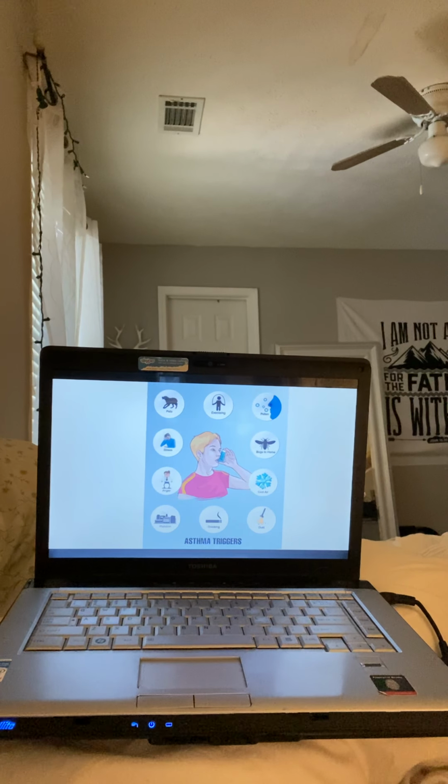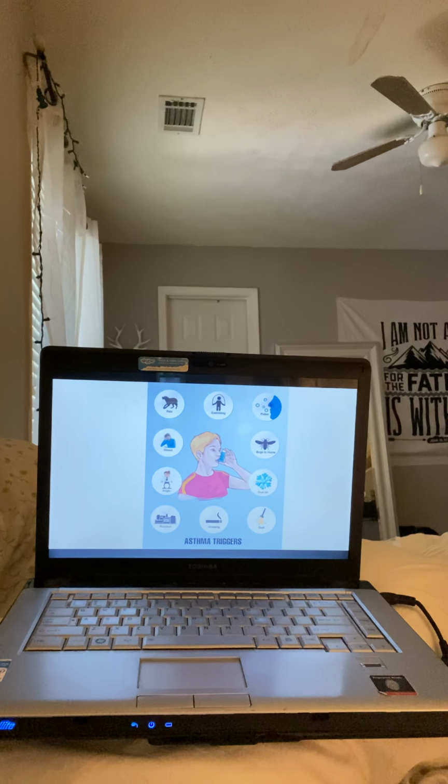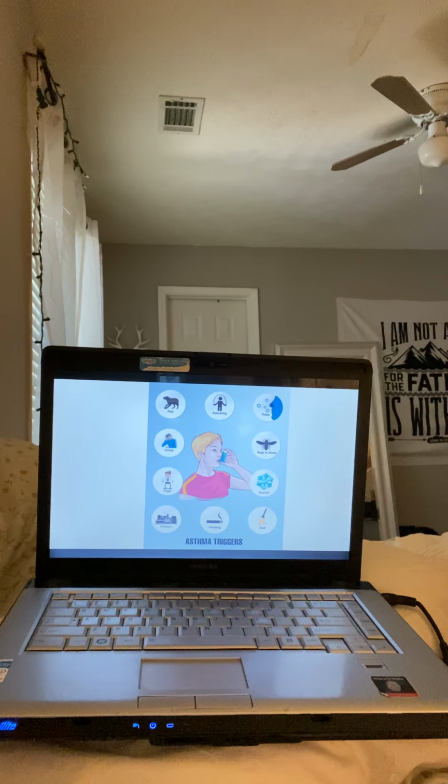Some causes of flare-ups would be any sort of allergies, upper respiratory infections, anxiety, stress, exercise, cold air, common cold, certain medications like beta blockers, and that will be important for later.